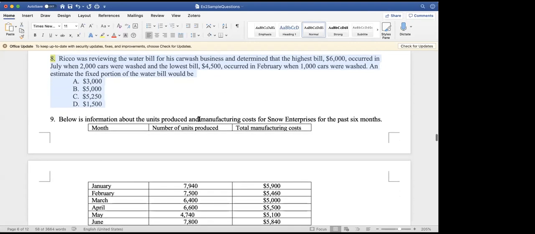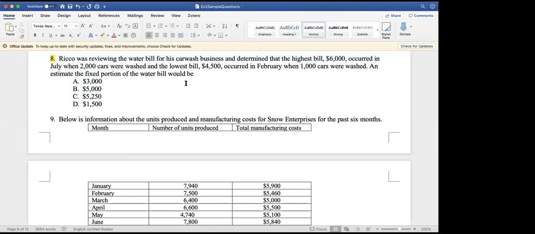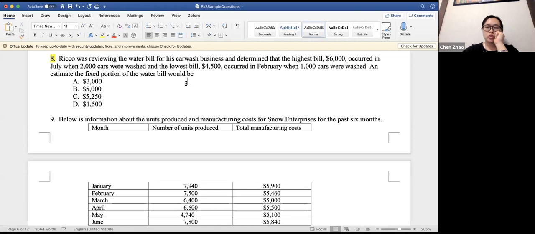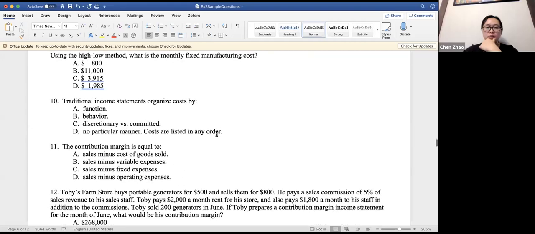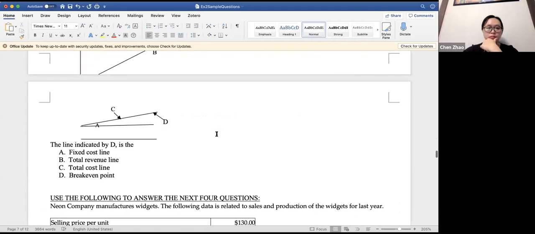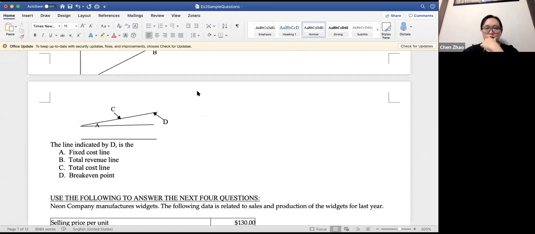I have a quick question on high-low method again. What do you do first? Is it based on highest number of units or highest cost? I forget. You should do highest number of units. Okay, thank you. Yeah. Anything else? Okay, so let's look at our study guide.